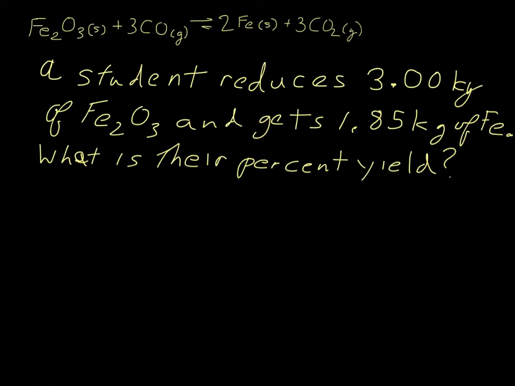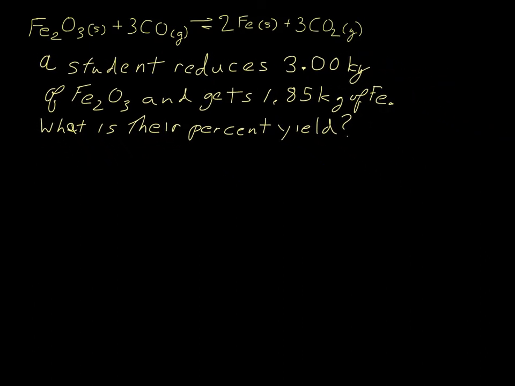Let's take a look at another example. A student reduces 3 kilograms of iron(III) oxide and gets 1.85 kilograms of iron. What is the percent yield? Now this question is actually easier than most of the other questions we've done. It's just that, from questions of the students, I've discovered that phrasing a question like this causes a little bit of concern. The first question they usually ask is, well, I don't know what my numbers are.